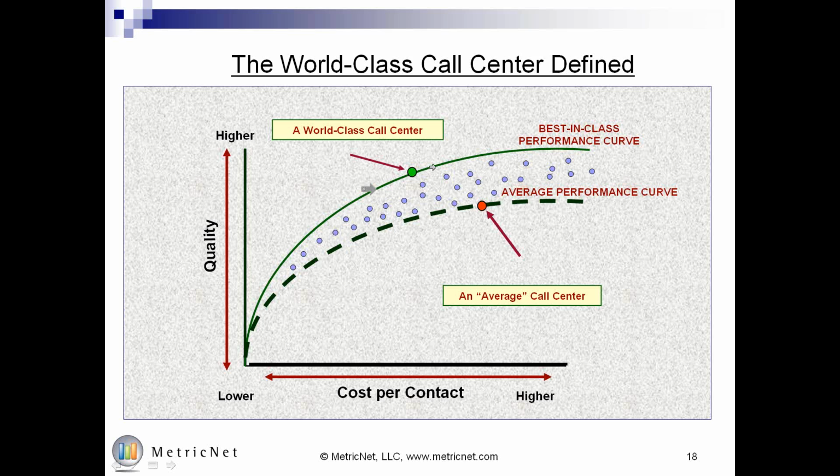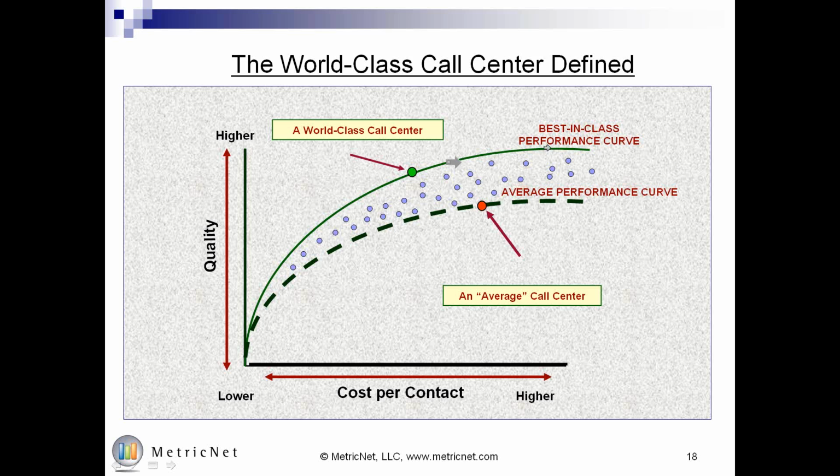Now, most call centers tend to operate on this sort of flat region out here where the slope of the curve is around a 45-degree angle, a one-to-one slope. Most tend to operate in that range, but knowing where you are and making a conscious decision about where you want to play on this curve is critically important.